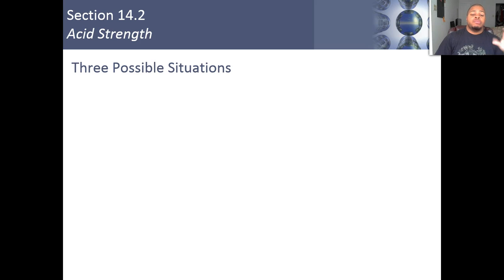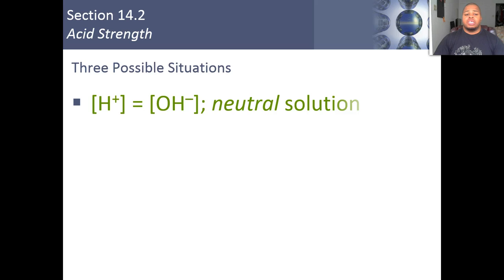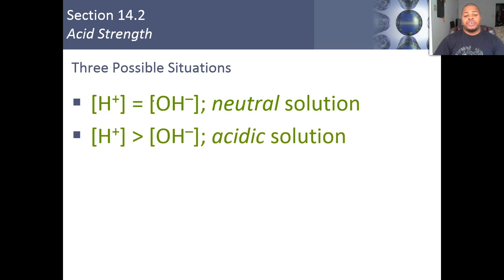Now, in terms of acid strength, we have 3 possible situations. First is that we end up with hydrogen ion concentration being equal to that of hydroxide ion concentration, and that's going to produce what we call a neutral solution. Note that we didn't say anything about pH at this point. We just said the point at which hydrogen ions and hydroxide ions are equal in terms of concentration.